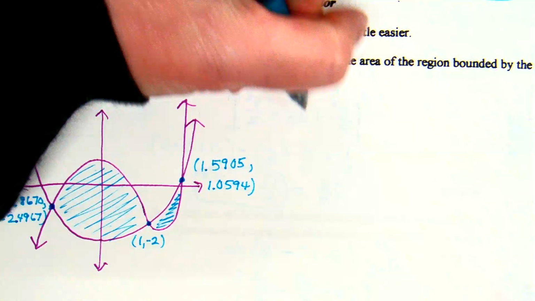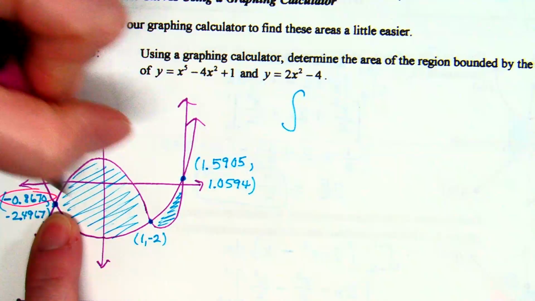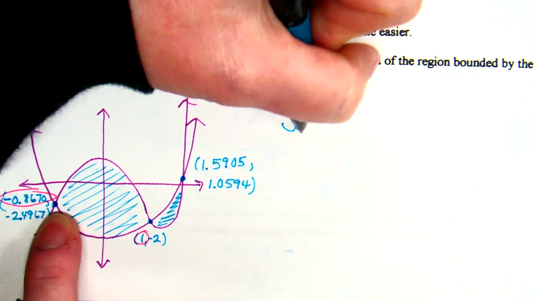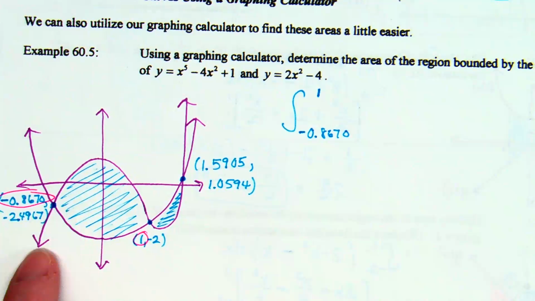Let's do the big section first. Negative 0.8670. Okay. My boundaries are the x values. So negative 0.8670 to positive 1. Okay. Upper minus lower. Follow it. Which curve is that that's on top? That is the x to the 5th one.